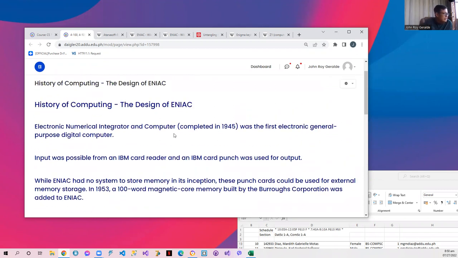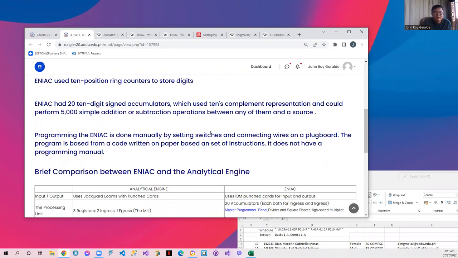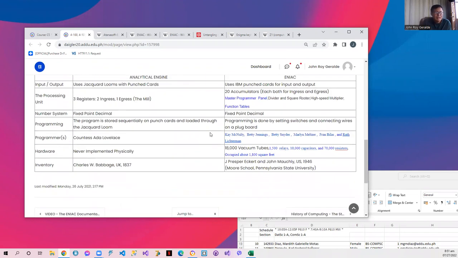Okay? So, the ENIAC uses 20 accumulators, no, not 10, but 20 accumulators. Each is 10 digits, no? 20 10-digit accumulators. Yung kay Charles Babbage is, there are three registers, each of which can have 20 digits. Do you follow? Kasi Charles Babbage intended it to be 40, no? So 20 accumulators, each of which is used both for ingress and egress.